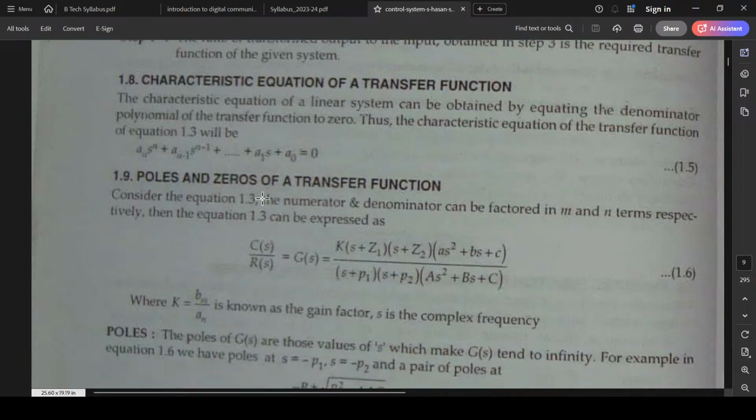What are poles and what are zeros? Characteristic equation: we have the denominator equal to 0.